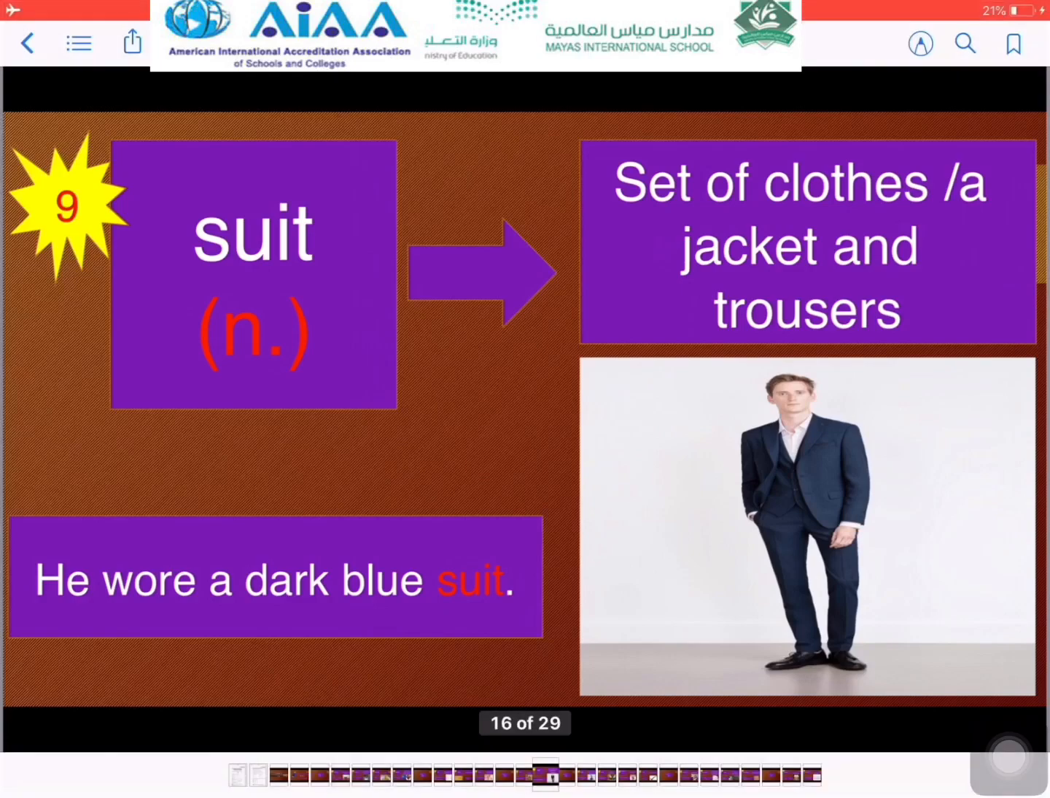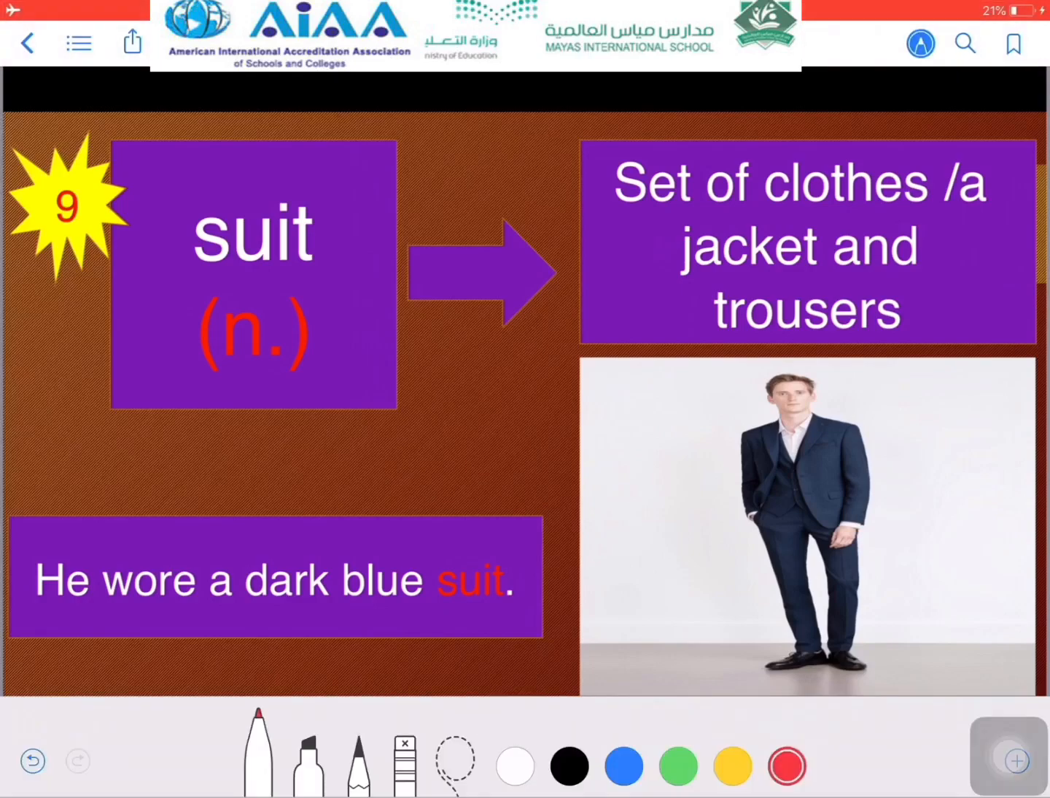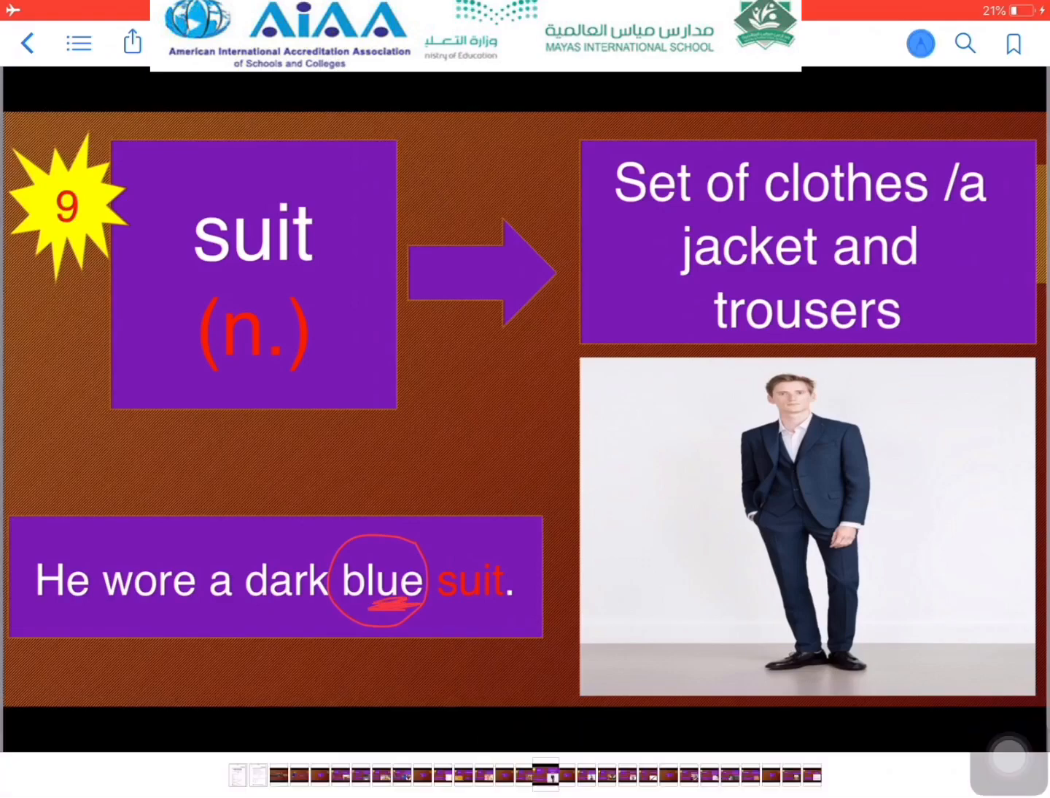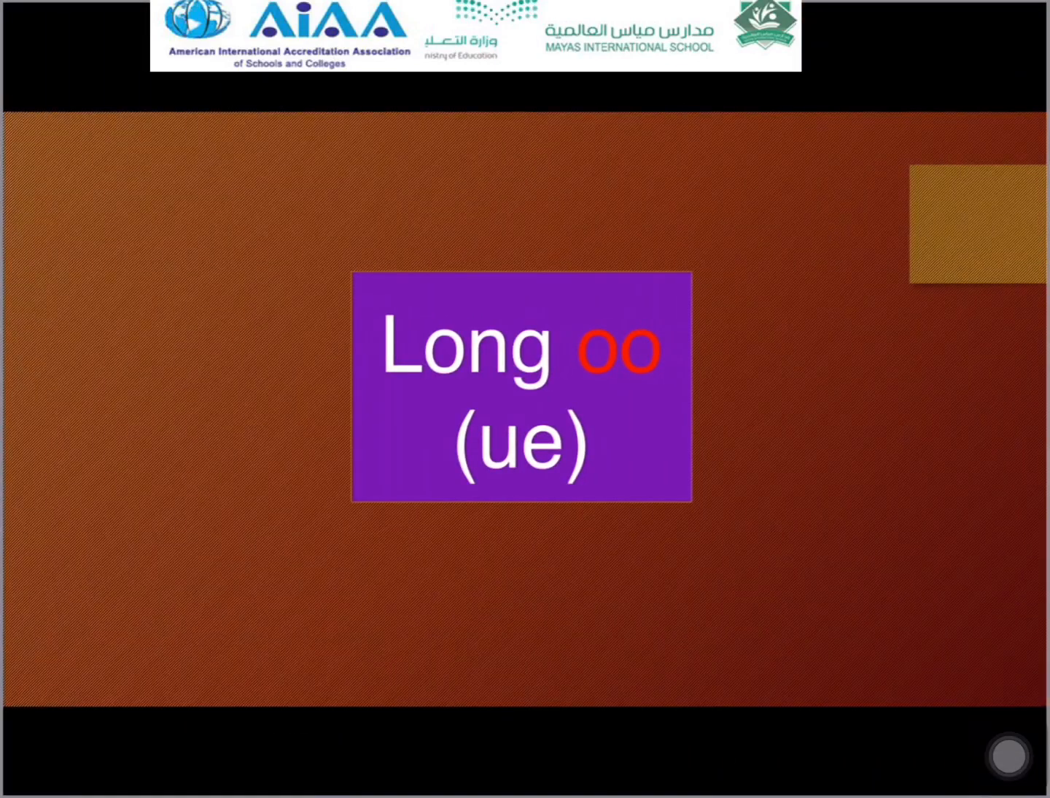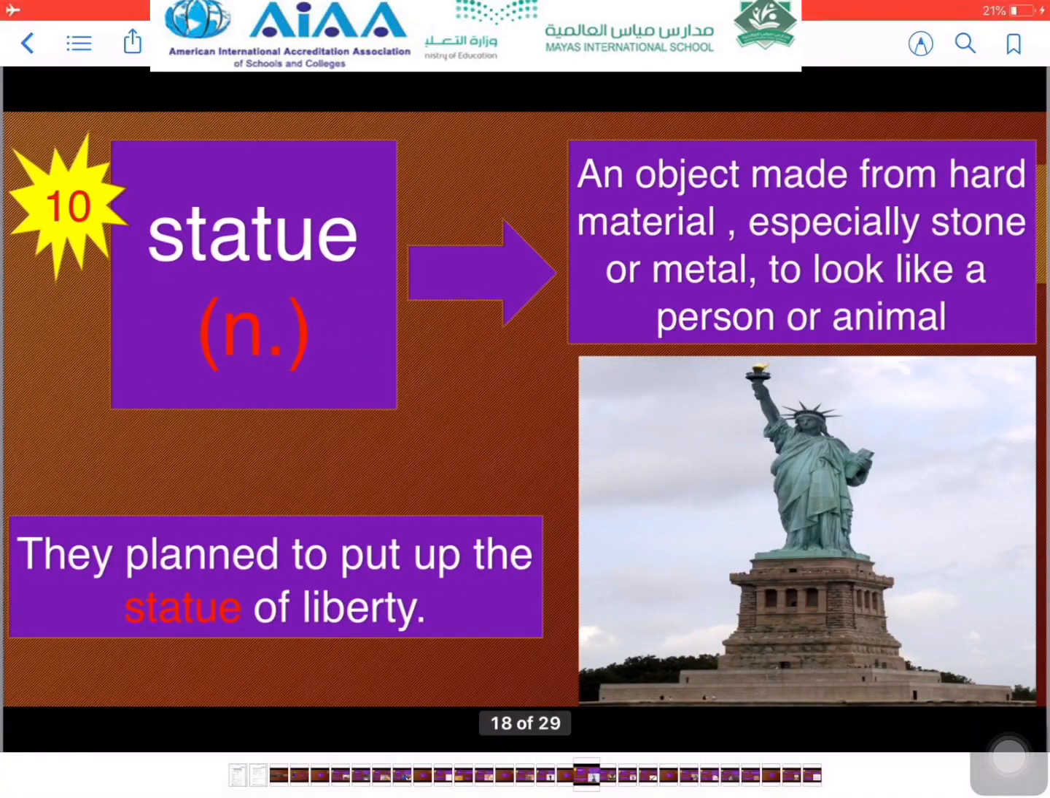Here, let's mark it. Here, this is the word blue. So WE makes the sound U. Also here we have some words that have the same pattern, which is U-E. We have statue.